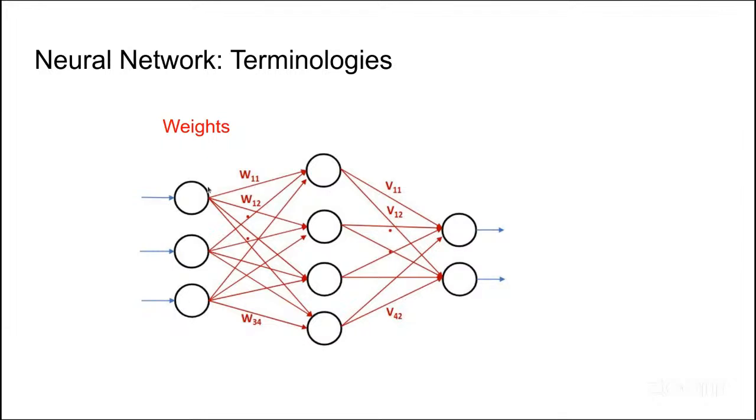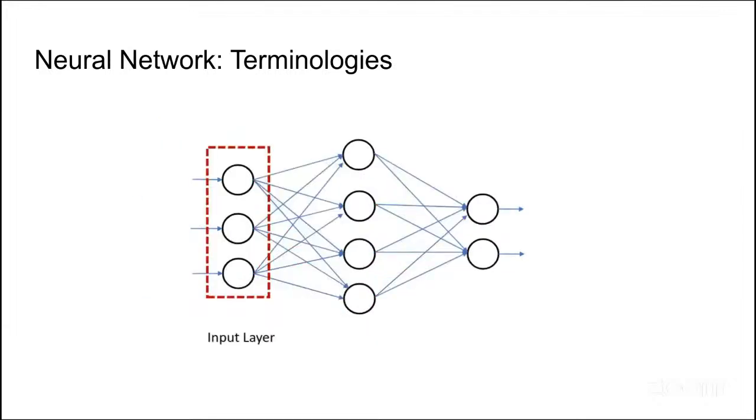So now you have seen nodes or neurons, that is the circular thing, and connections with a weight defined to it. So these are called weights of the network, or sometimes it's also referred to as parameters of the network. So these are weights or parameters of the network that you want to learn for your particular task.